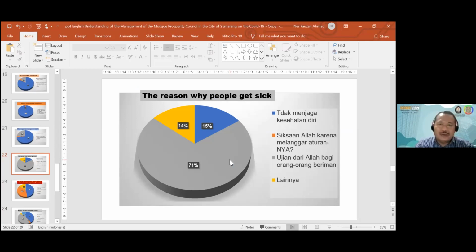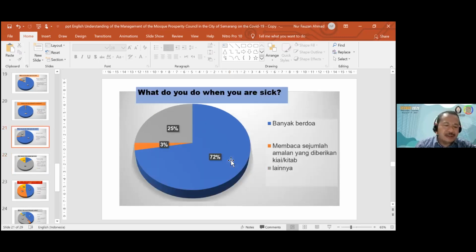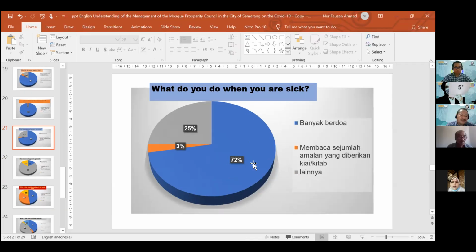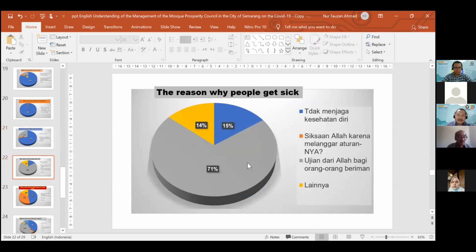Then the reason why people get sick. For them, illness is a test from God for believers and a way to erase sins. They argue that illness is a blessing given by God to them. Okay, this is the reason why people get sick, because they do not take care of themselves.